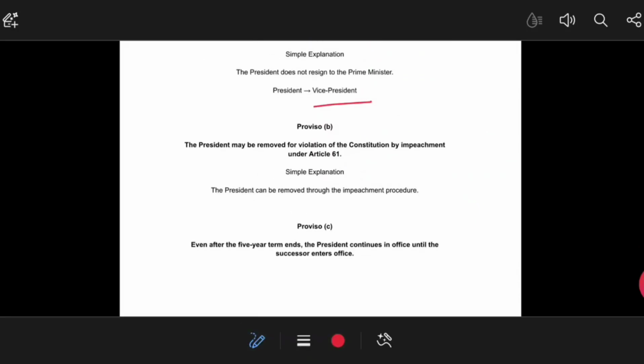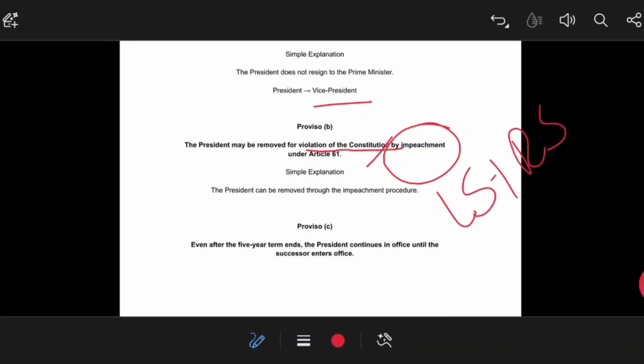Okay, and also the president may be removed for violation of the constitution by the process of impeachment. So you will find only one ground in the constitution of India, that is the violation of the constitution. Through the impeachment process, the members of the Lok Sabha plus Rajya Sabha, both elected and nominated, can remove the president if the president is found guilty of the violation of the constitution.